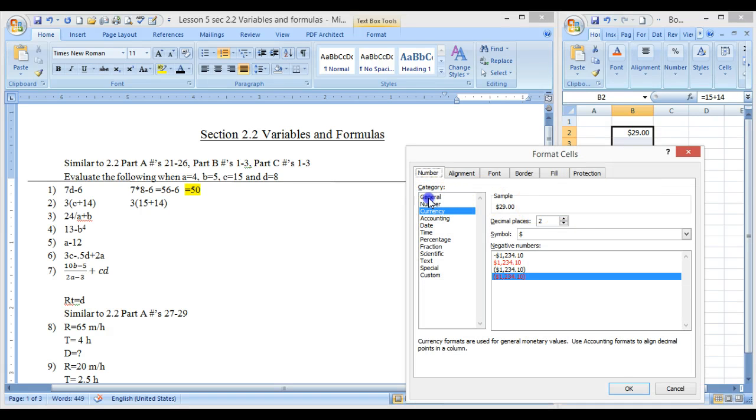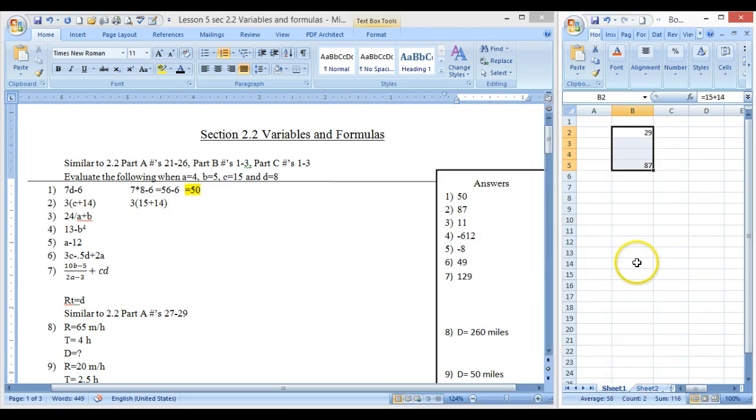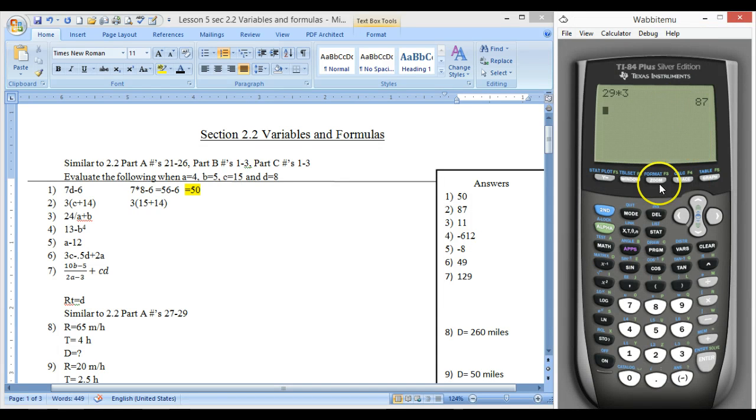Takes just a minute. There we go. Do general. There we go. So now it's just a number, for those of you who that might be confusing. Or on this one, if you wanted to type it in as you see it, 3 parenthesis.